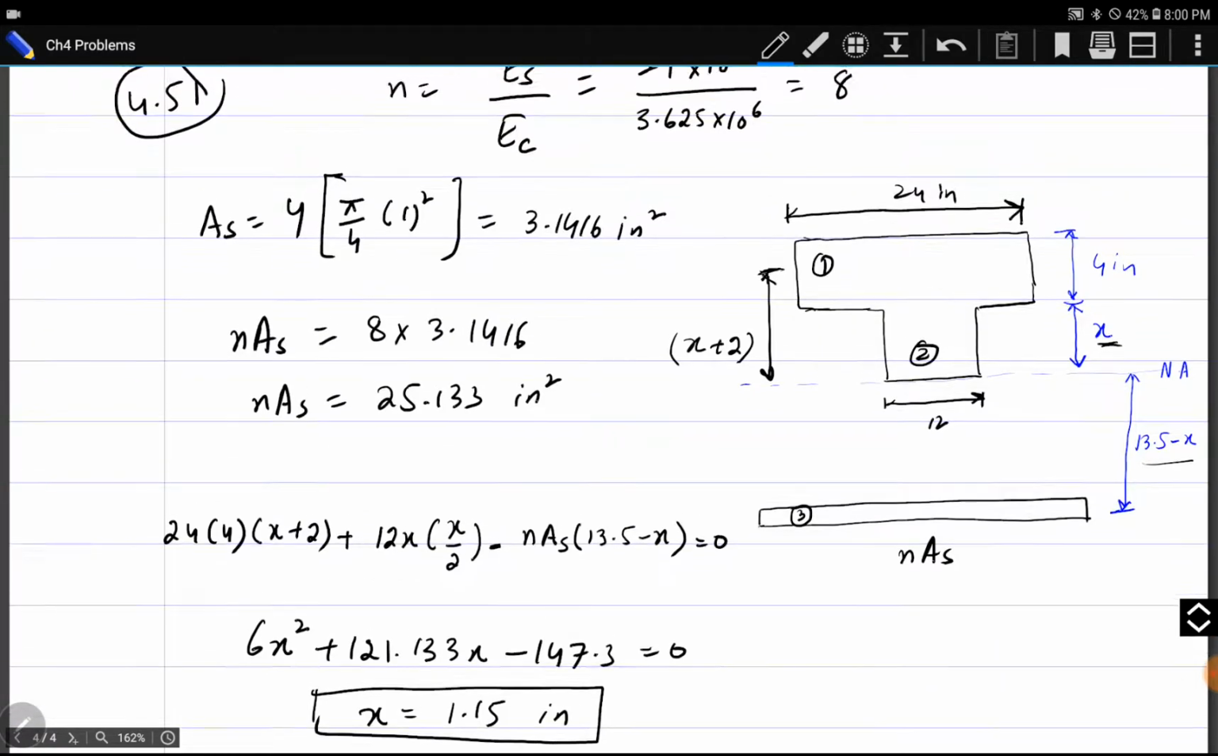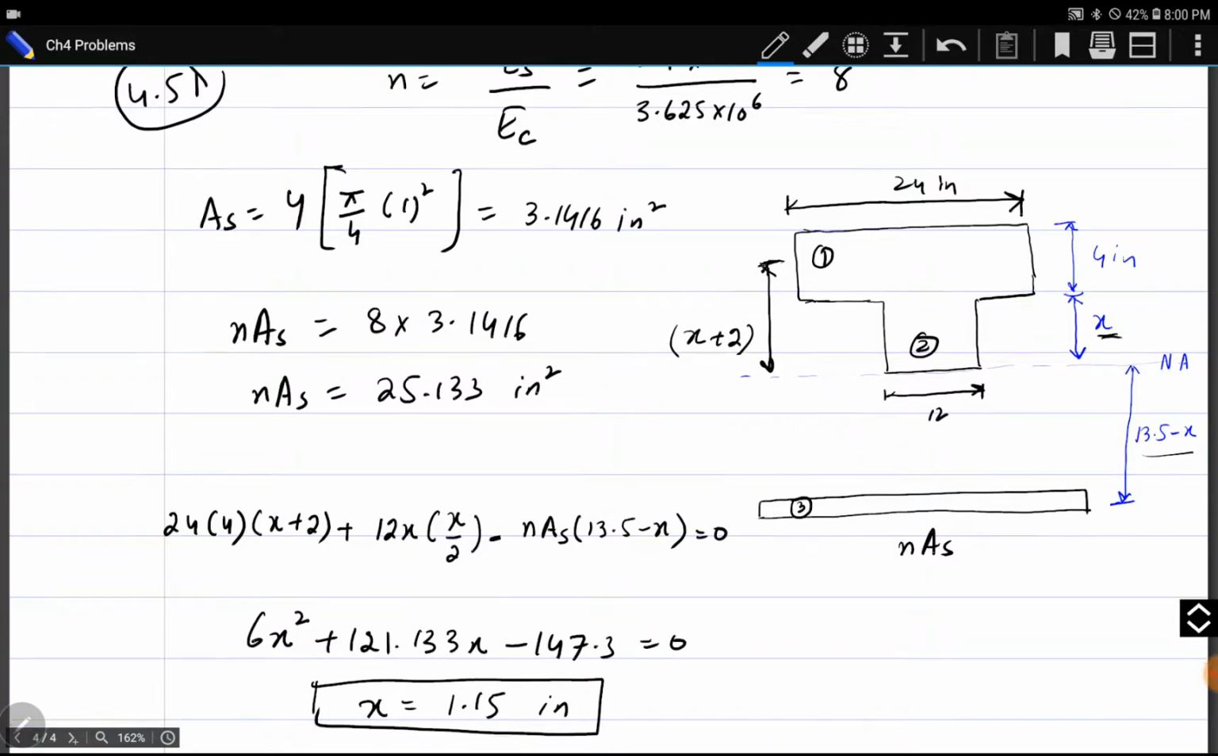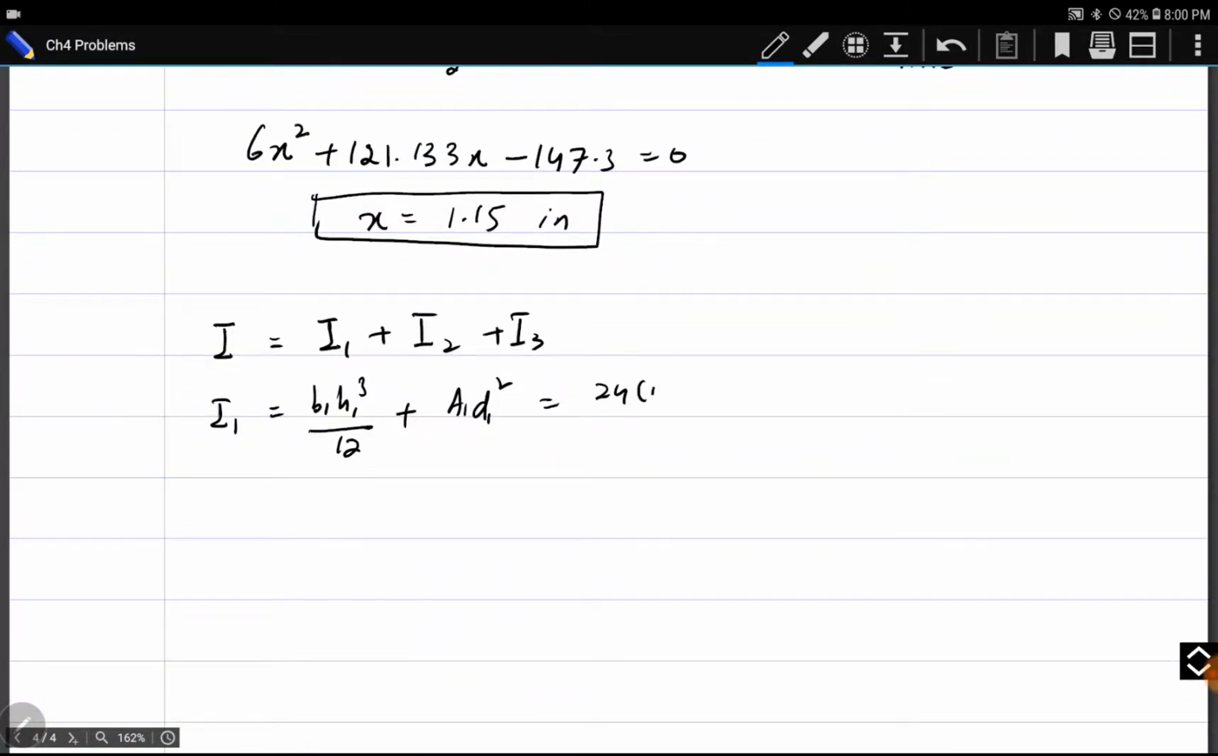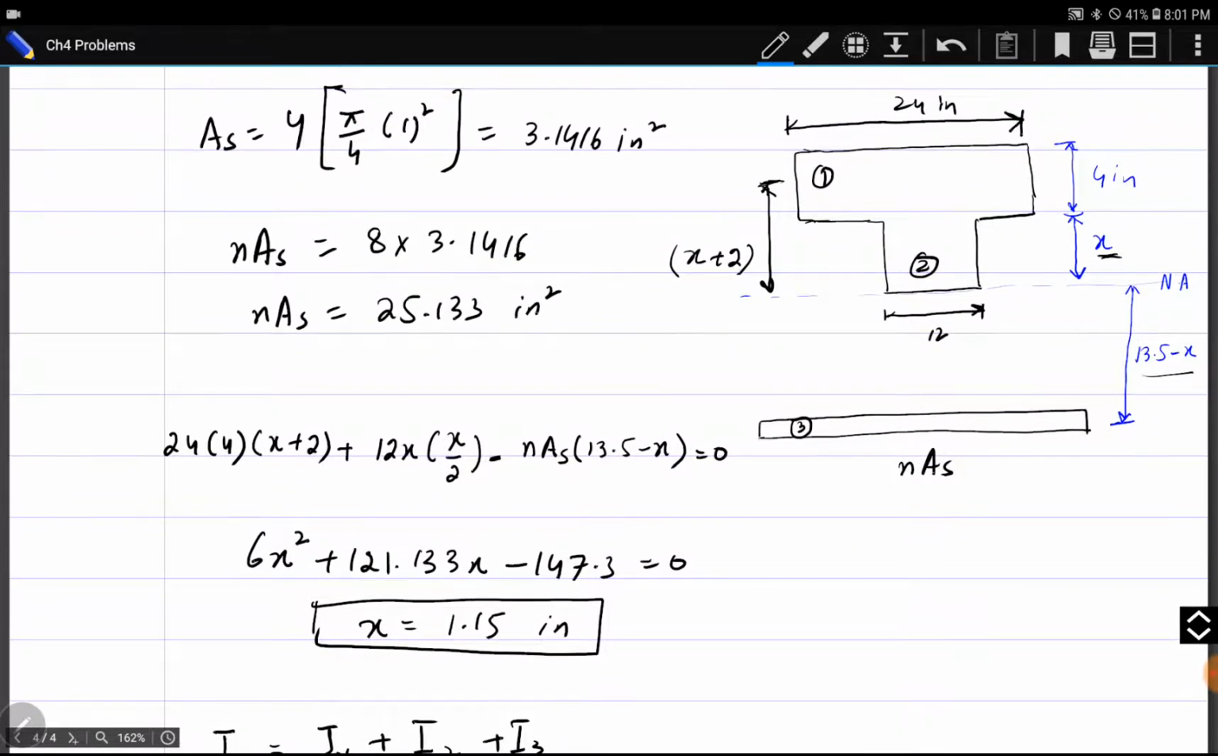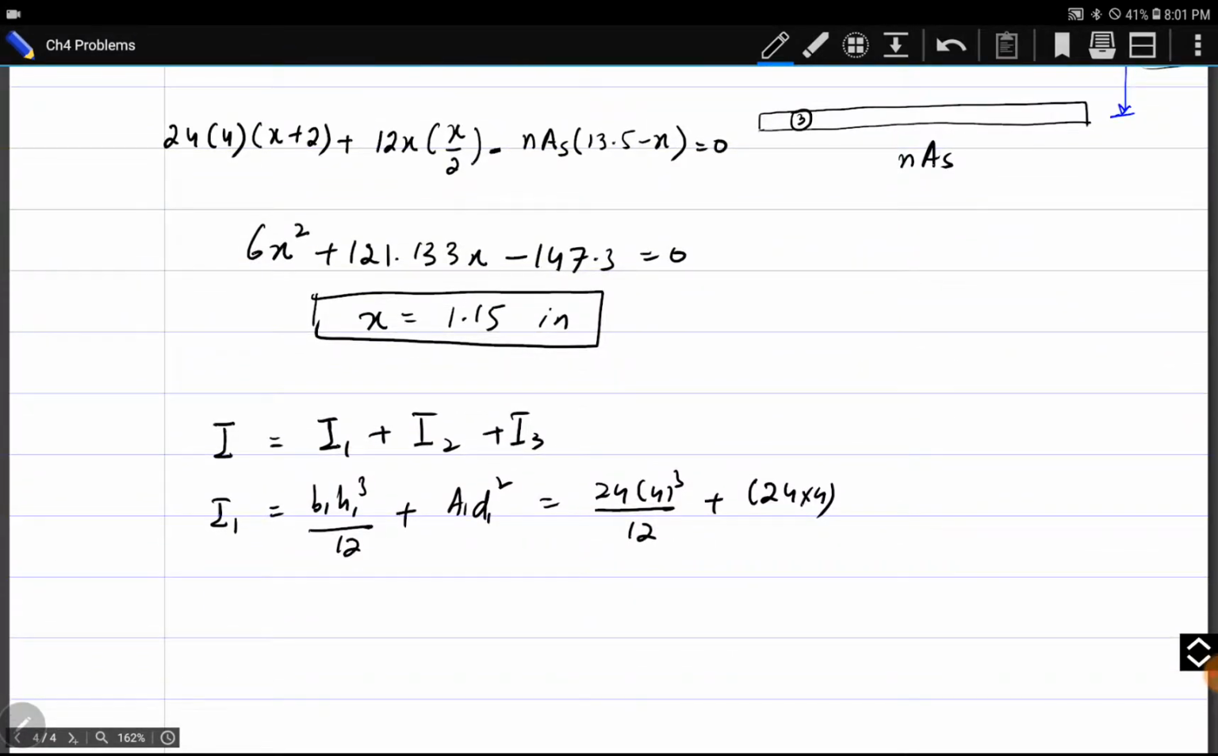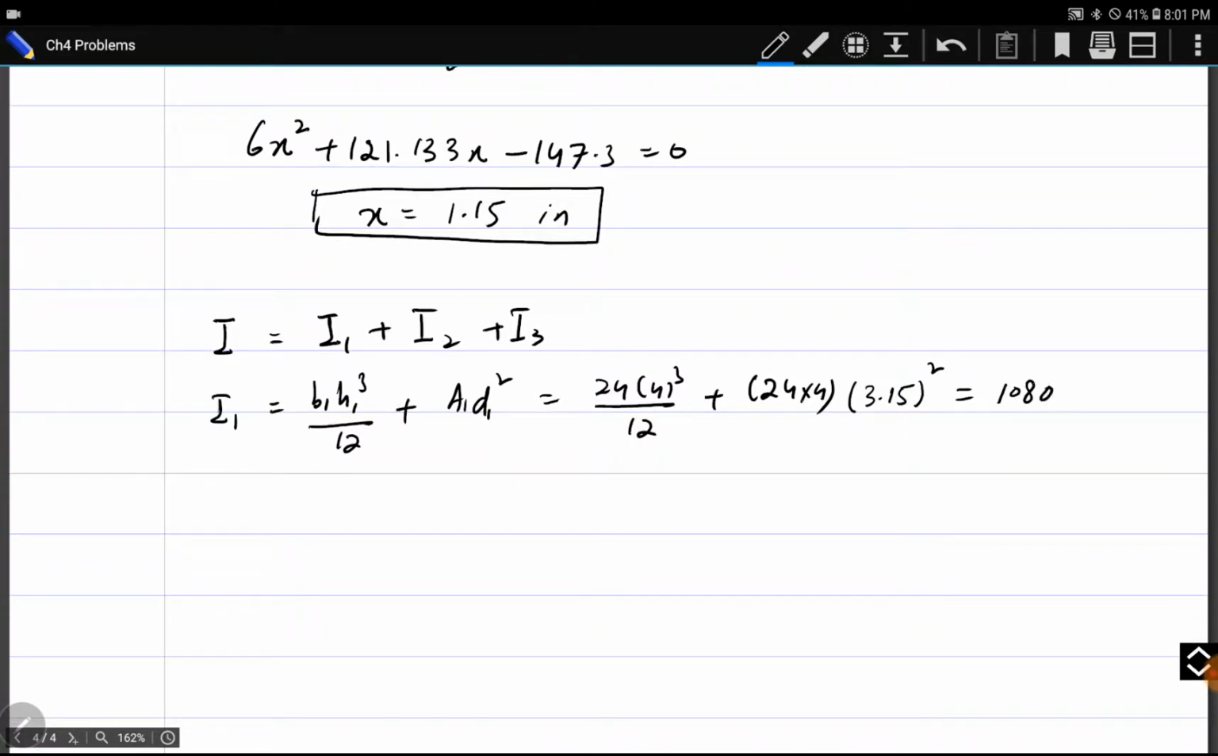So B1 is 24 inches, height is 4 inches. 24 into 4 cube divided by 12. Area is again 24 into 4. D1, distance of centroid of the section 1 from the neutral axis, it is x plus 2. So x is 1.15 plus 2, it becomes 3.15 square. So the sum I1 becomes 1080.6 inch power 4.